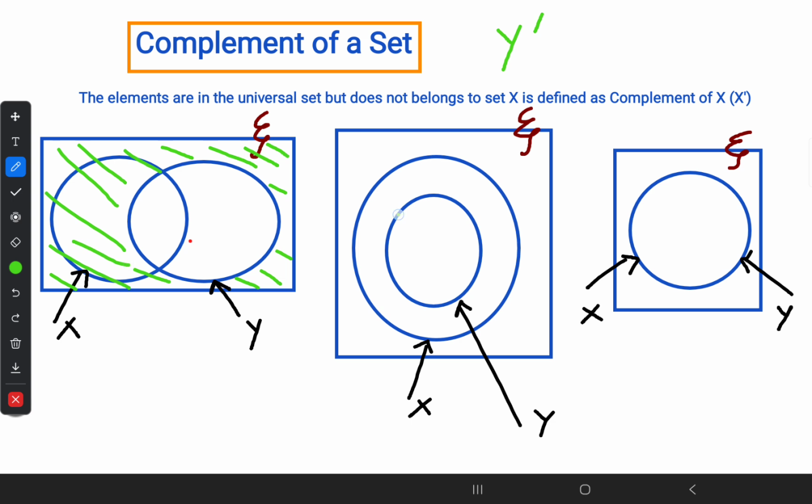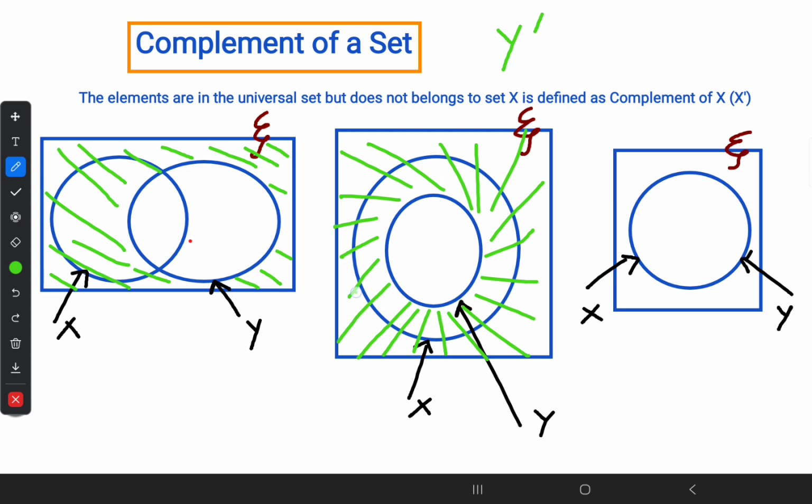In the second case, this is defined as our set Y. So the complement of set Y would be the external portion outside this. You can radially color this. Coloring means using your pencil, don't use pens. Draw some straight lines, that's totally enough. In the last case, since it is an equal set, both X and Y are the same. So Y complement would be the external portion with respect to the Y set. So that's all about the complement of a set.